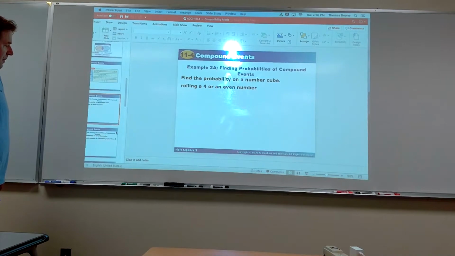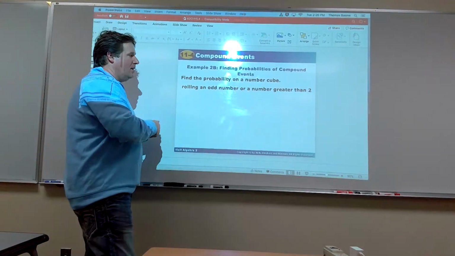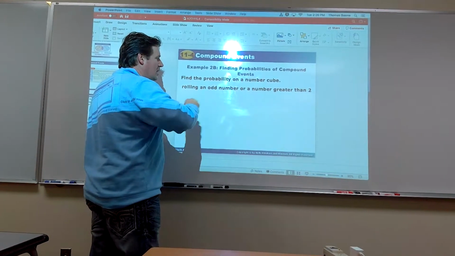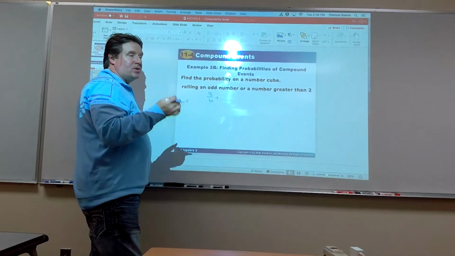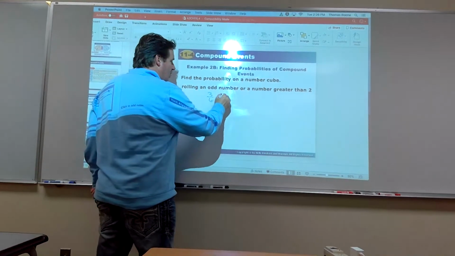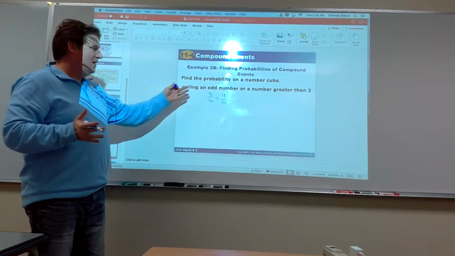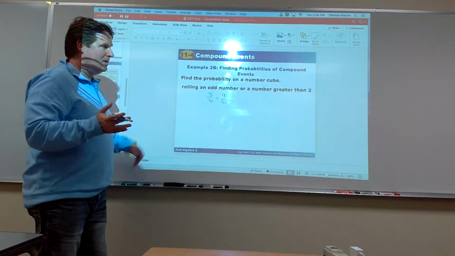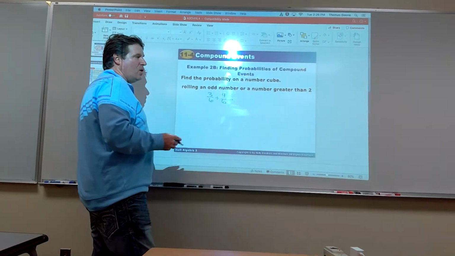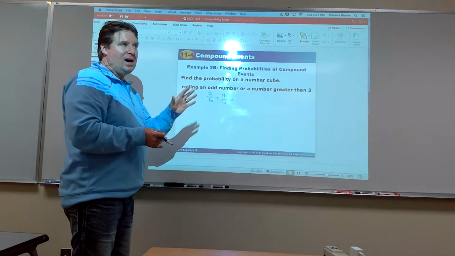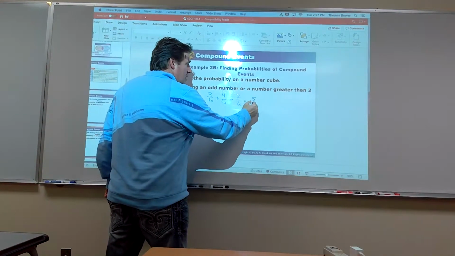All right, how about this one? What's the probability on a number cube of rolling an odd number or a number greater than 2? Rolling an odd number would be 3 out of 6. And a number greater than 2, so that'd be 3, 4, 5, 6, would be 4 out of 6. Well, we already know there's going to be some overlap because we'd have 7 out of 6, which can't happen. The highest probability you get is 1. So we have to subtract out the odd numbers that are greater than 2, so that's 3 and 5, that's 2 out of 6. So if we did that, our probability would be 5 out of 6.